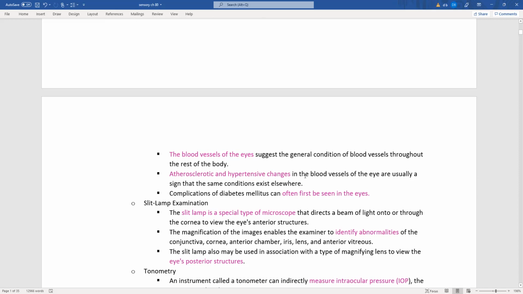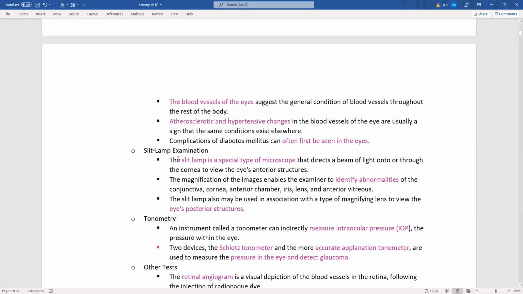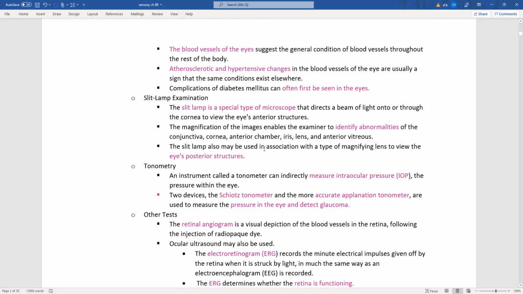Okay. So the slit lamp examination. The slit lamp is a special type of microscope that directs a beam of light onto or through the cornea to view the eye's anterior surface. That's what the slit lamp does. The magnification of the images enables the examiner to identify abnormalities of the conjunctivae, cornea, anterior chamber, iris, lens, and anterior vitreous.